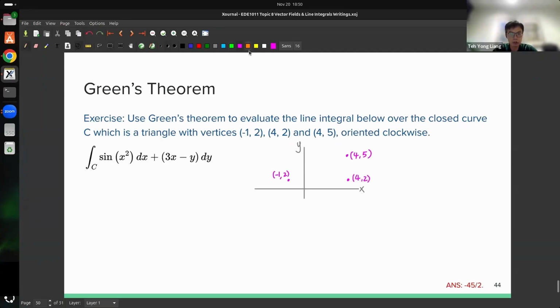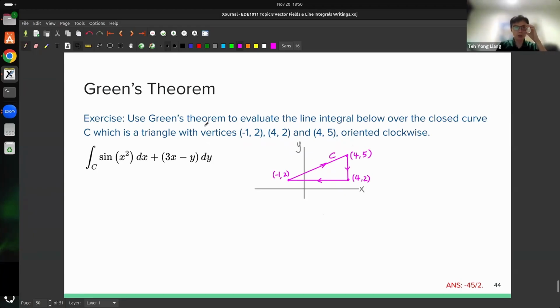Then I draw the triangle. So this is our curve C, and it's oriented clockwise. So clockwise must be like that, going in this direction. Yeah, so this is my curve C, my closed loop curve C.